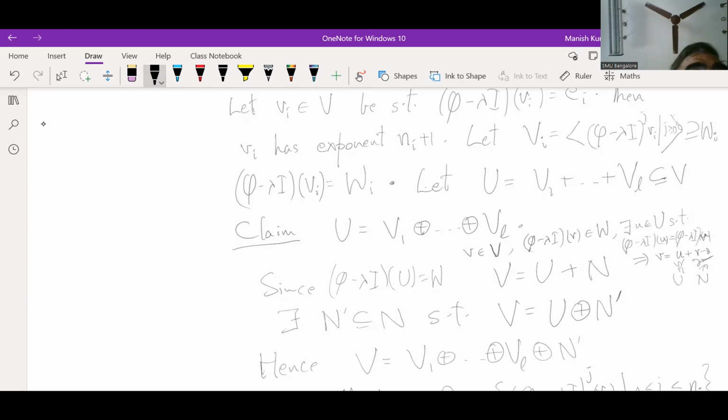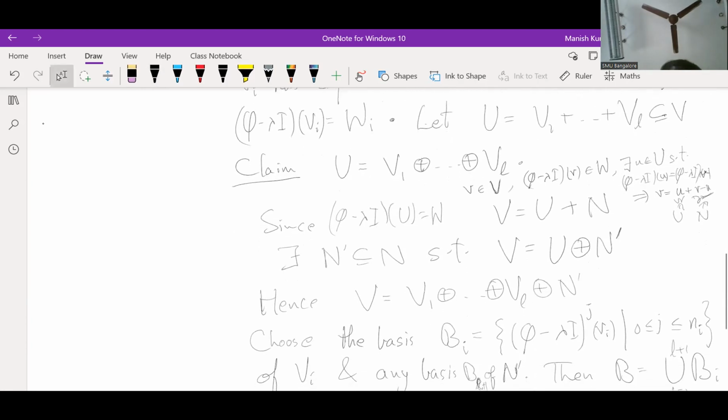Have you seen, by the way, the isomorphism theorems for vector spaces? First isomorphism theorem, second isomorphism theorem. Has anyone seen them? Oh, no one has seen them? Okay, so maybe after the Jordan form, we'll discuss something about the isomorphism theorem. That's one more aspect one can do.